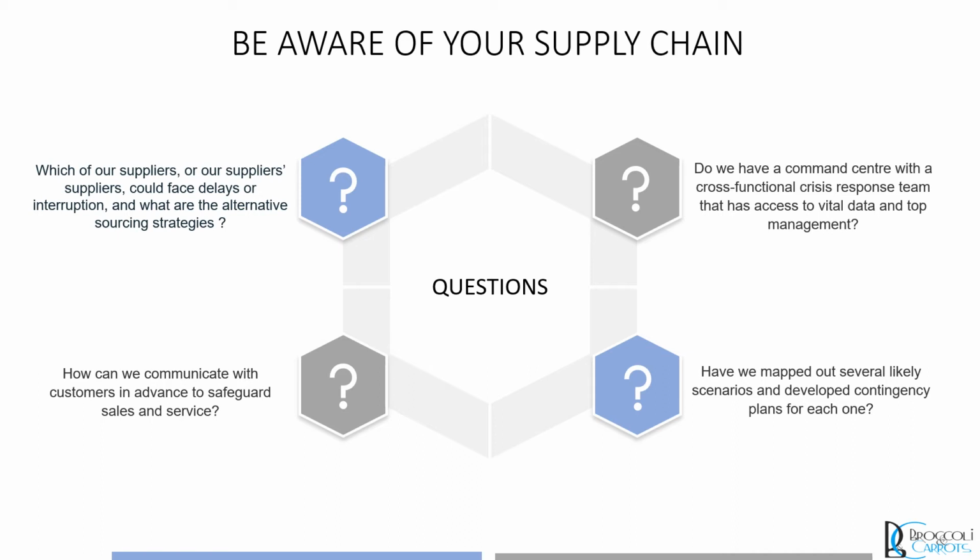Number 2, how can we communicate with customers in advance to safeguard sales and service? Number 3, do we have a command center with a cross-functional crisis response team that has access to vital data and top management? And number 4, have we mapped out several likely scenarios and developed contingency plans for each one? The answer to these questions will likely be the key to fully knowing your supply chain and eliminating risks regarding any future disruption in business's supply chain.